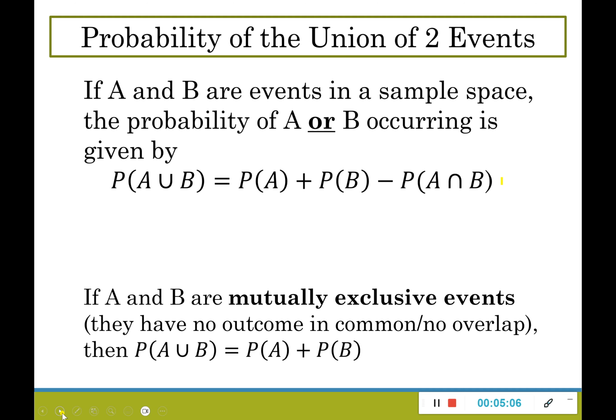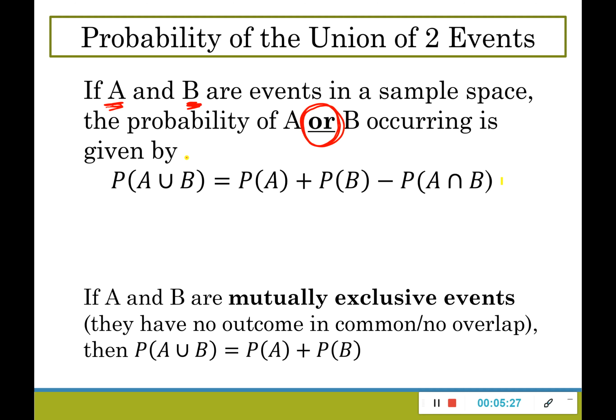Next, we have the probability of the union of two events. So if you have two separate events, event A and event B, and these are events that are in the sample space, the probability of A or, notice this word or, not and, but the word or occurring is going to be given by this.